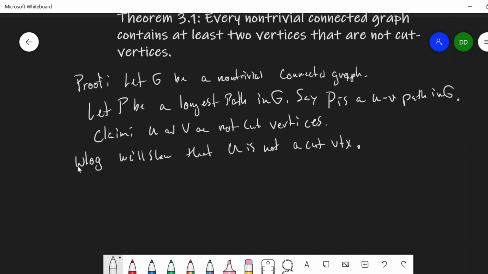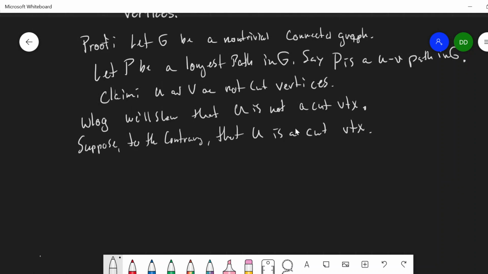All right. So we'll proceed by contradiction here. So suppose, to the contrary, that U is a cut vertex. And again, the idea here is I want to show that if this is really the case, then P wasn't a longest path in the first place, and that'll contradict our assumption. So suppose that U is a cut vertex, then G minus U is disconnected, by definition. And so the removal of U leads to a number of components, at least two components.